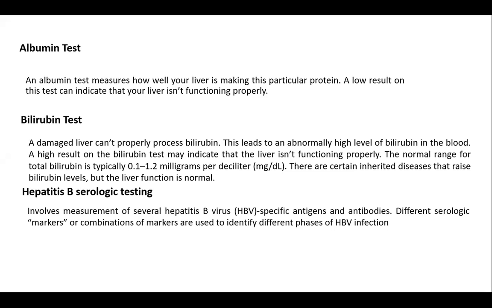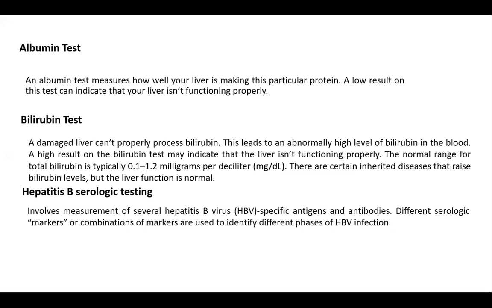The normal range for total bilirubin is typically 0.1 to 1.2 milligrams per deciliter. There are certain inherited diseases that raise bilirubin levels, but the liver function is normal. And the hepatitis B serologic testing involves measurement of several hepatitis B virus specific antigens and antibodies.